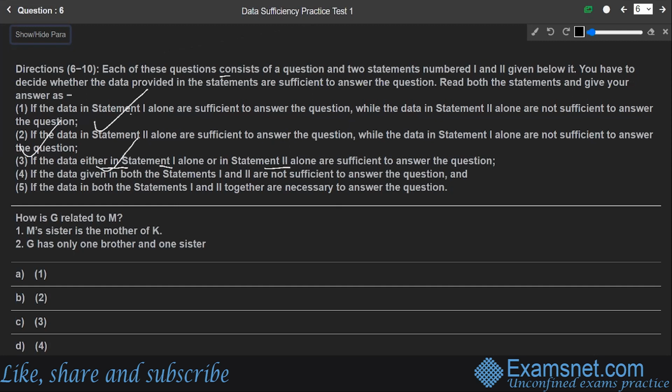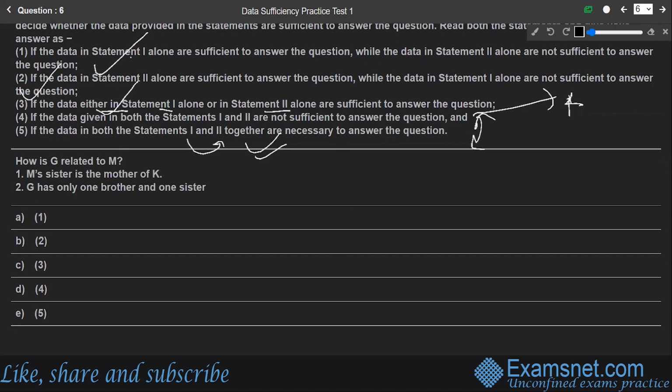Fourth option is data given in both the statements, and now the fourth and the fifth options have been swapped. So the fourth option says if by combining the information of both of the statements somebody cannot answer the question, then we'll hit option 4. And option 5 will be if data is sufficient in both the statements together. Statement number 1 and 2 together. If we need to combine statement 1 and 2 together, then only we can answer the question, then it will be option 5. So there is a swap between 4 and 5 for these questions. Let us see the question.